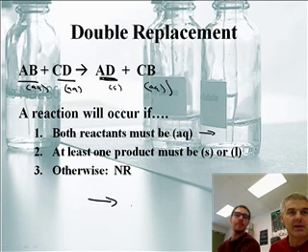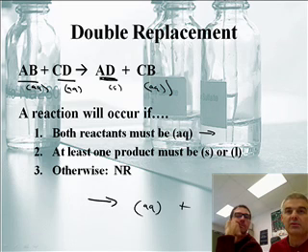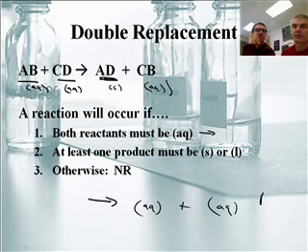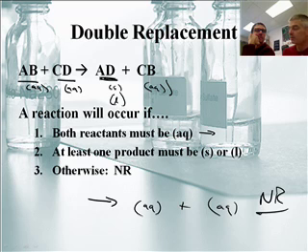Right, so if you have a product and it makes an AQ plus another AQ, there is no reaction. You would just write NR. Okay? Does that make sense? This also could be a liquid. You could also make two solids. That happens very rarely, but it could happen. Or a liquid and a solid.